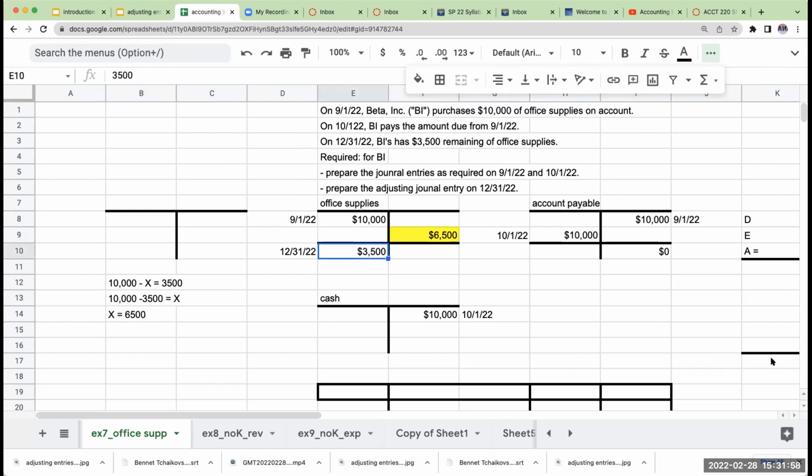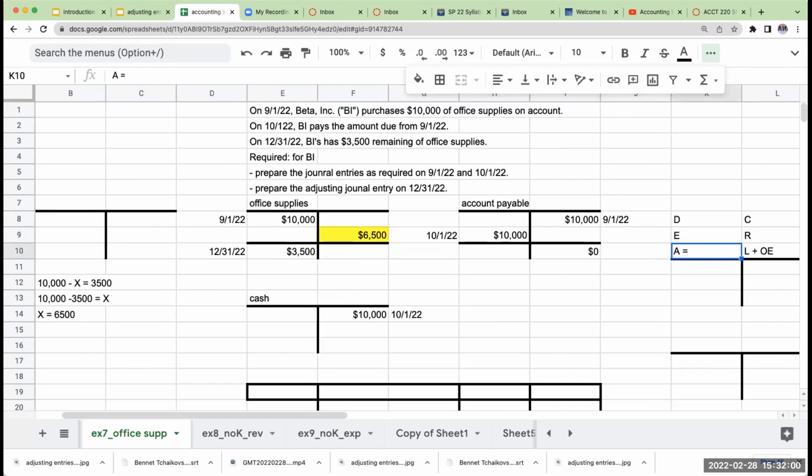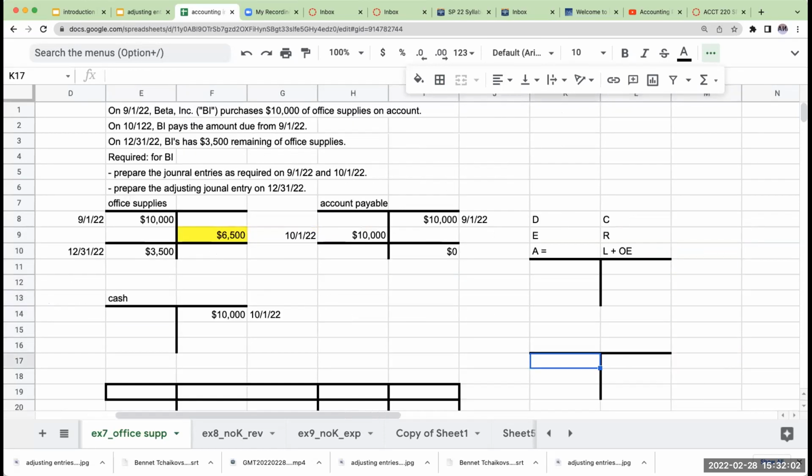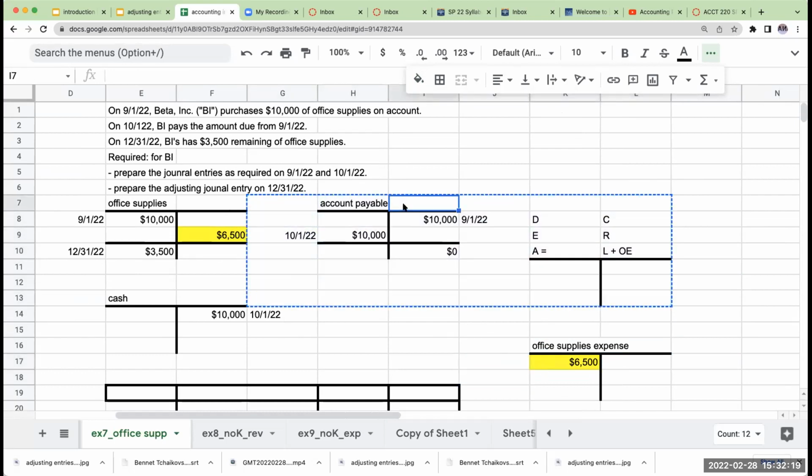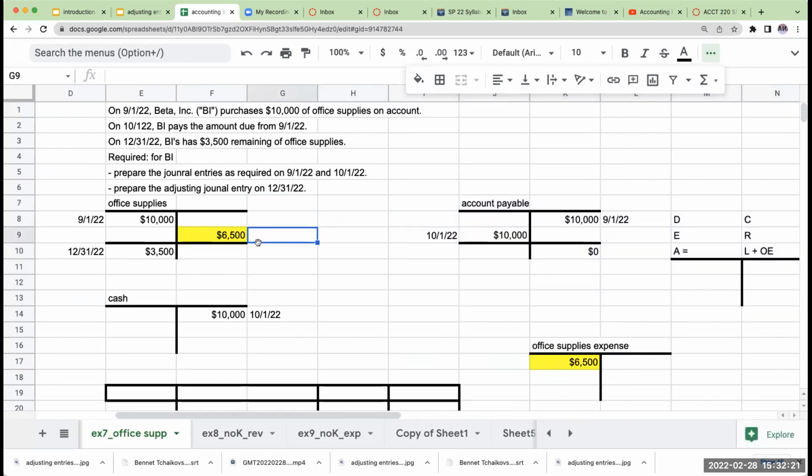So when I come over here to look at it, for every credit, I need a debit. What I'm going to do over here is debit office supplies expense to show the use of those office supplies. And this is going to be on 12/31/22. This is going to be my adjusting journal entry.